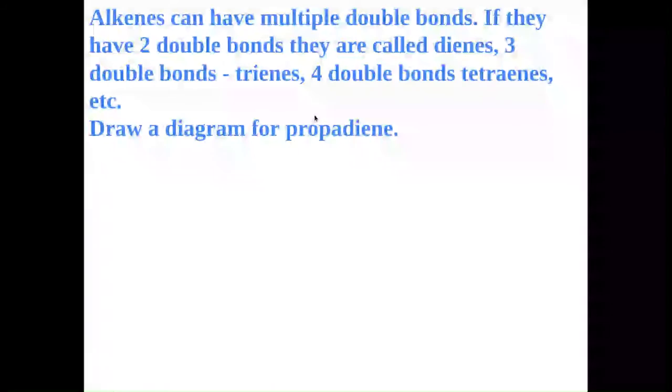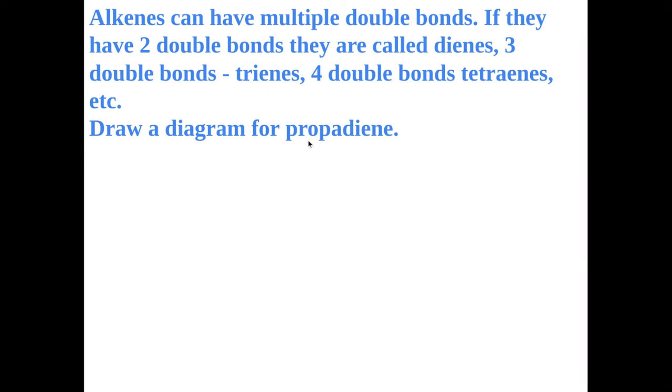The prefix is prop. So that gives us an indication of how many carbons are in the long chain. Prop means 3. Diene means 2 double bonds. So propadiene has 3 carbons in the chain, and there are 2 double bonds. So there it is right there. There are no other options for propadiene. We don't need numbers or anything in front of it.